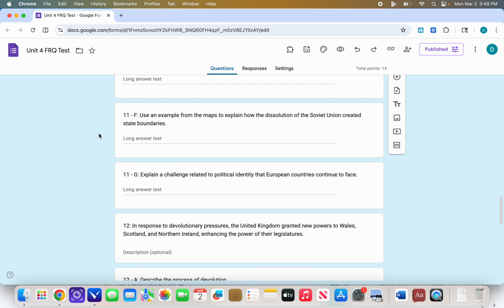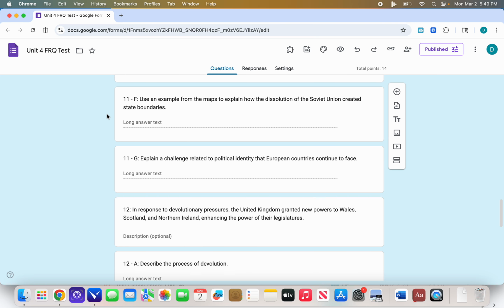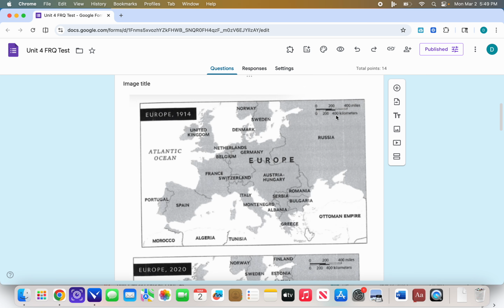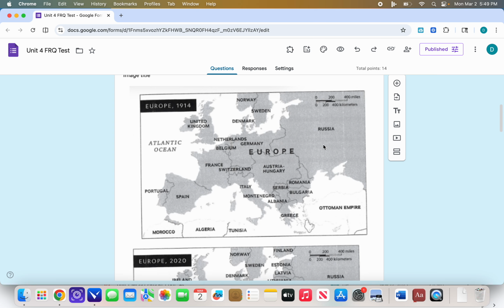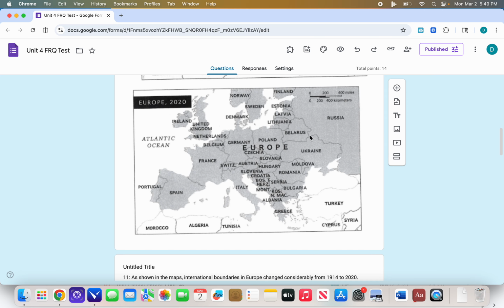11F, use an example from the maps to explain how the dissolution of the Soviet Union created state boundaries. So you need to use one map or the other. The Soviet Union, the Russian Revolution started in 1914, and that eventually led to the creation of the Soviet Union formally by 1922. So this map is too early. You've got to use this map. And the dissolution of the Soviet Union is going to allow for new nation states like Ukraine and Belarus and your Baltic countries, Estonia, Latvia, Lithuania, and a variety of others.